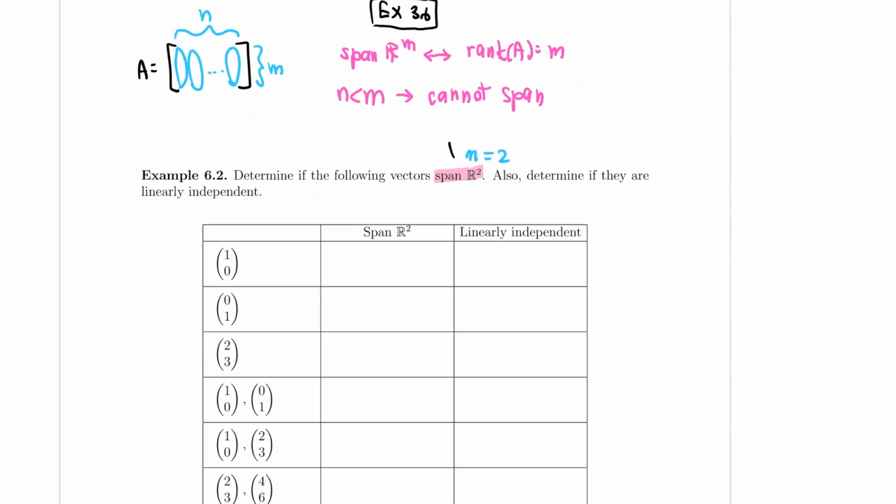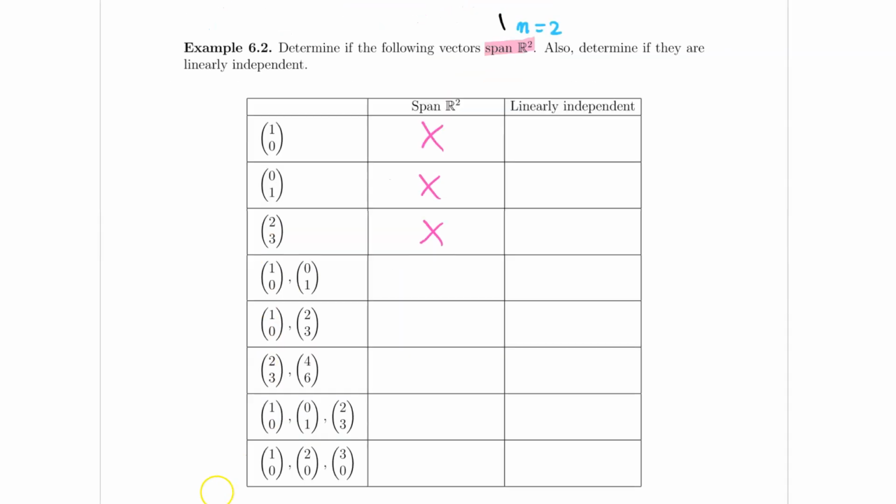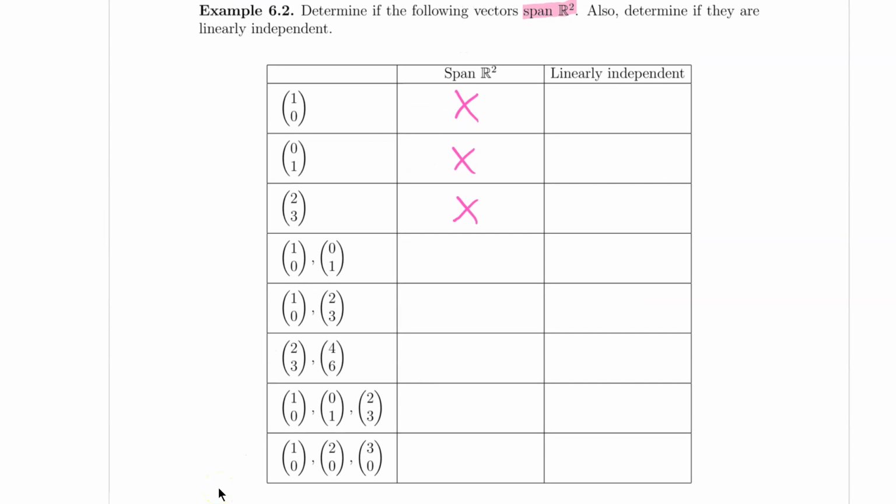So if I look at the examples down here, for the first 3 cases, because I want to span R squared, if I only have 1 vector, then that is not going to be enough. So these cannot span R squared for sure. Now, we have done some of these already. If I want to be sure, I can just find the rank of the matrix that I get by putting these vectors together. The rank of 1, 0, 0, 1 is going to be 2.